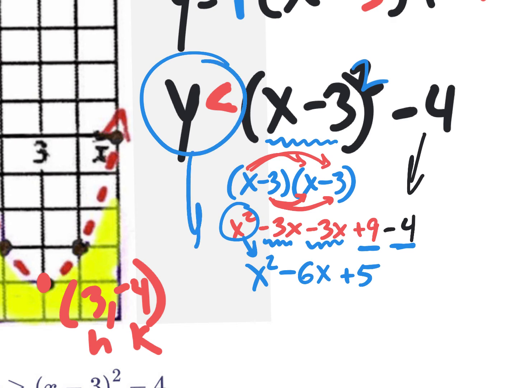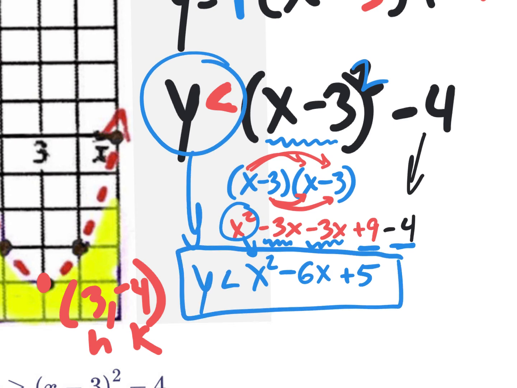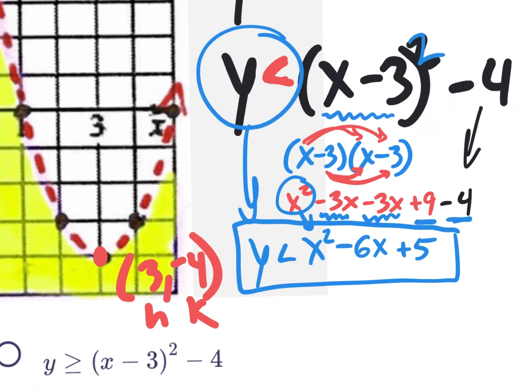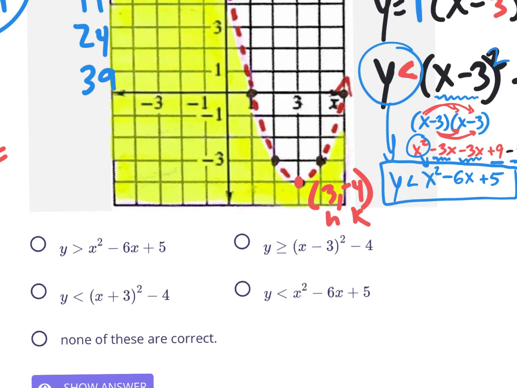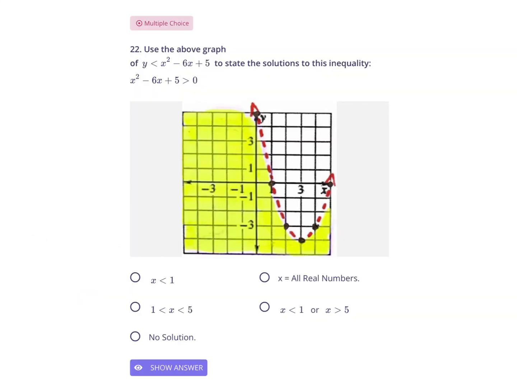Y is less than x squared minus 6x plus 5. Y is greater than x squared minus 6x plus 5. Y is less than x squared minus 6x plus 5. So this is your correct answer right here.